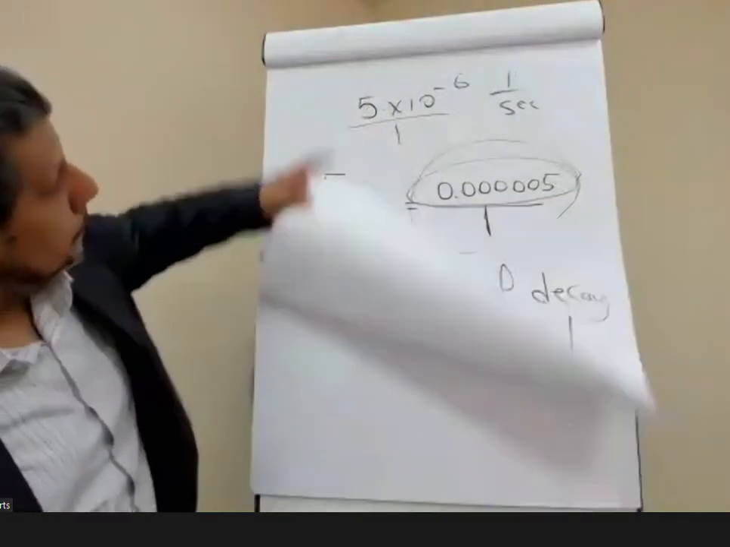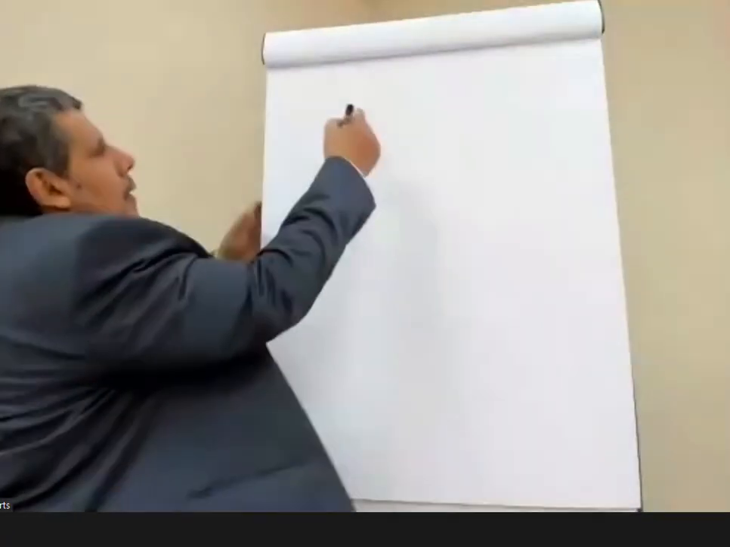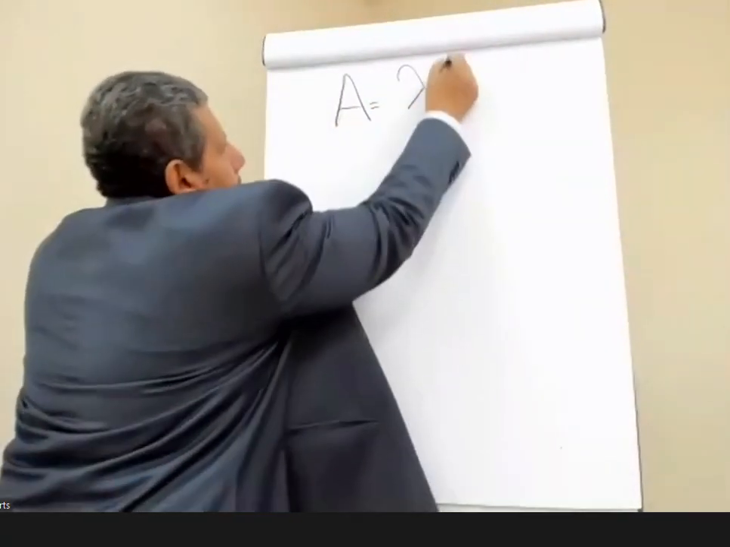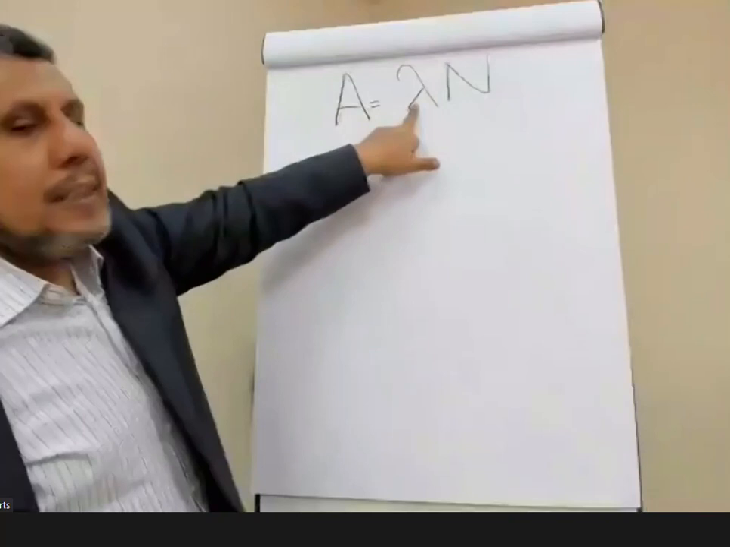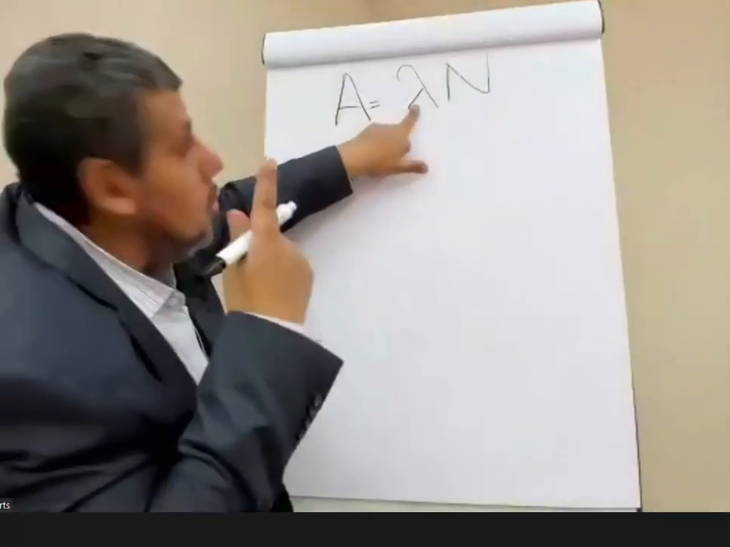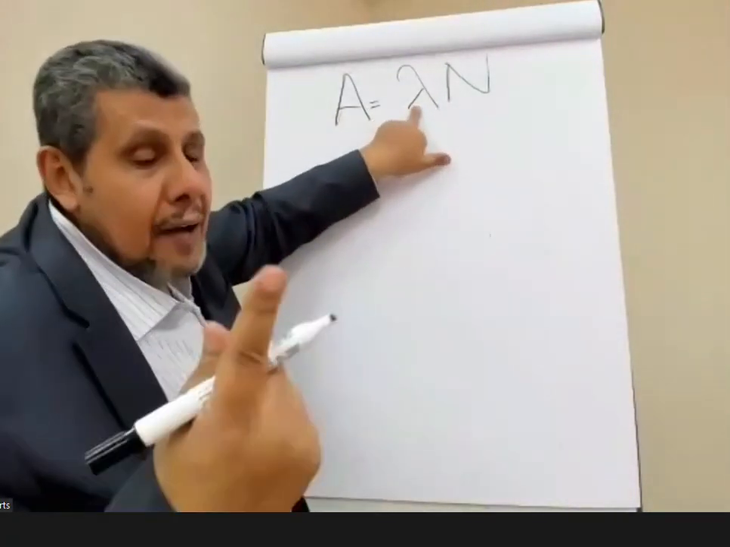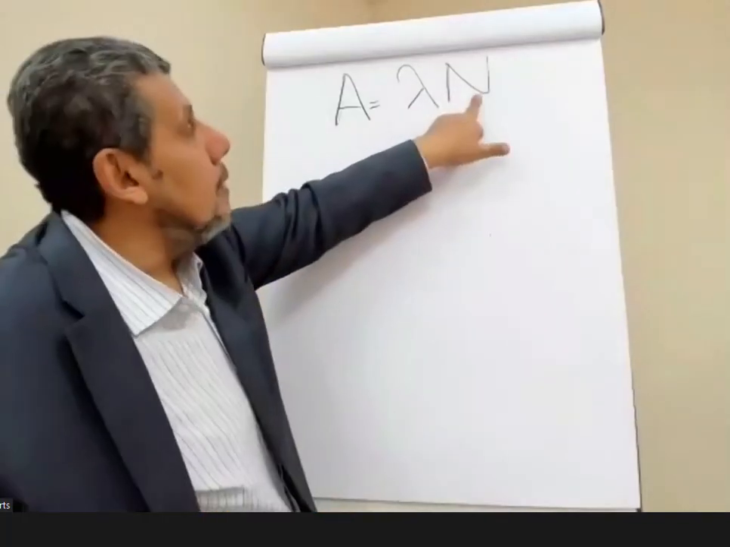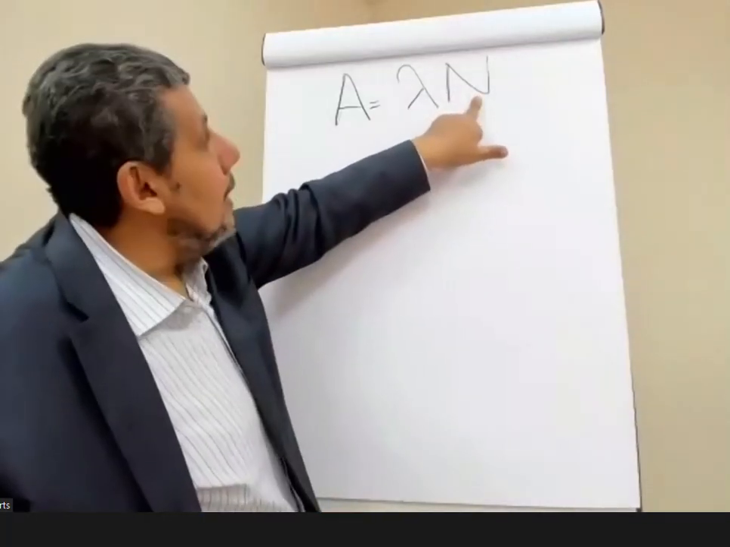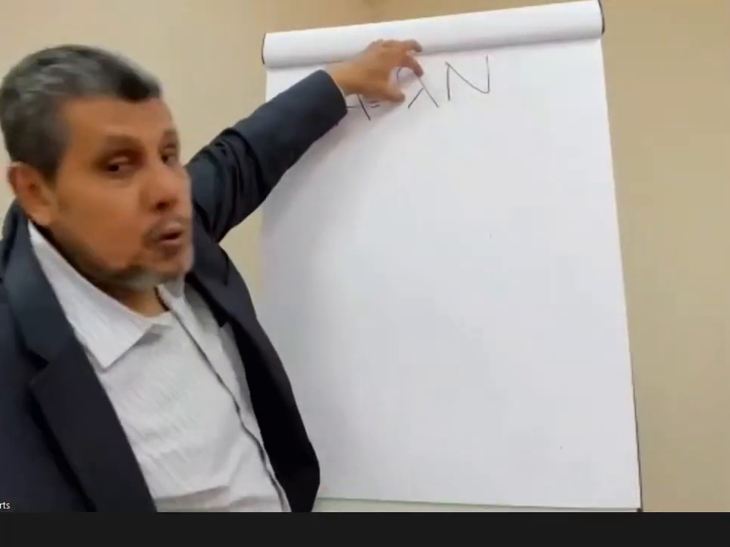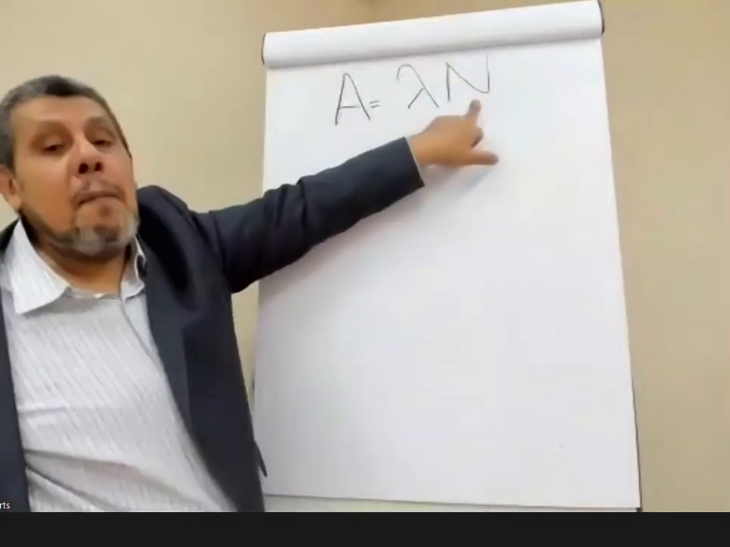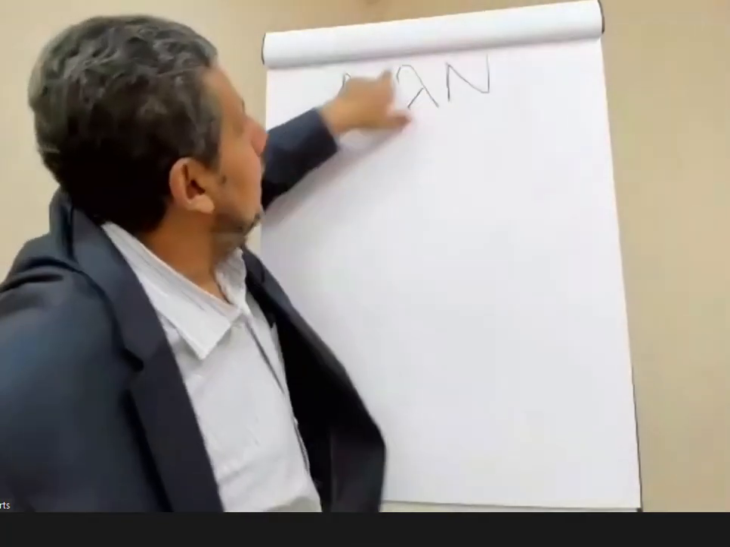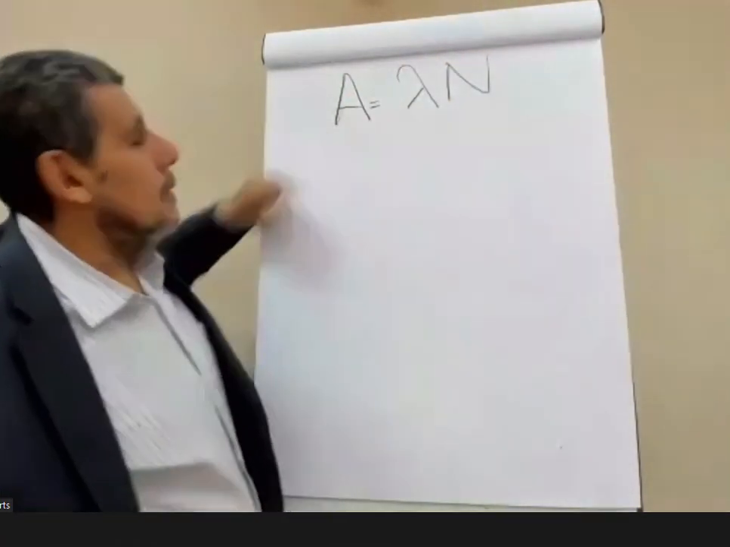So now, again, activity is lambda times N. Lambda is the probability for one nucleus to decay. I don't have one nucleus, I have N. The source has N. So this is the probability for one nucleus, multiplied by the number of atoms I have, and this is the total activity.